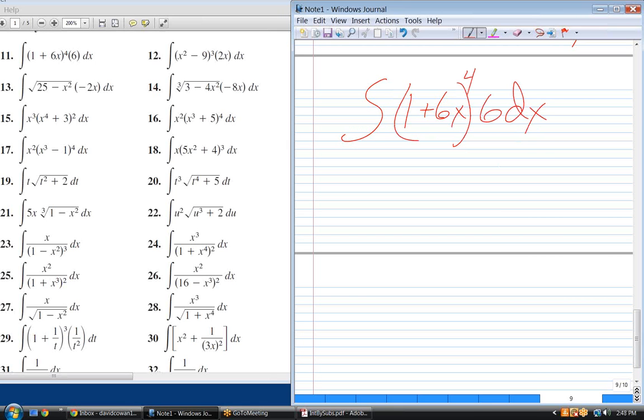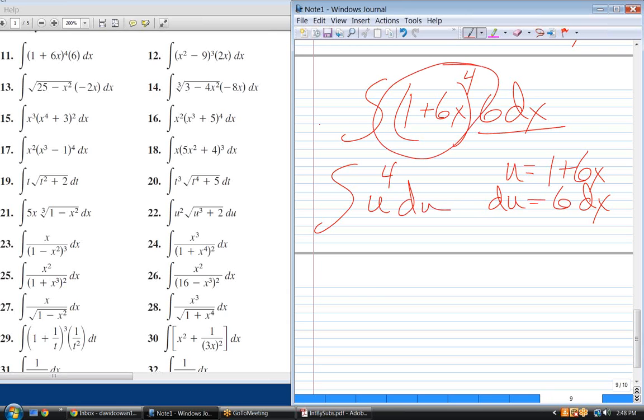If I think of this as being like u substitution, what am I going to let u equal? 1 plus 6x. What's the derivative of that? 6. I've already got my 6 dx right there. So it very easily turns into u to the 4th du, which is easy to do. Much easier than multiplying that out 4 times and then integrating those 4 different integrals.